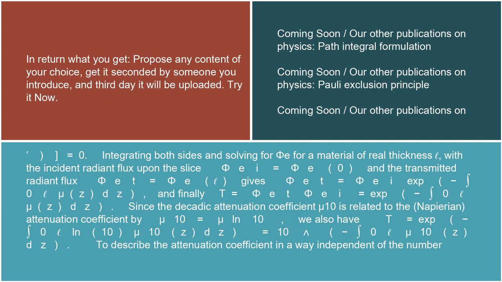Integrating both sides and solving for phi_e, for a material of real thickness l, with the incident radiant flux upon the slice phi_e^i equals phi_e(0), and the transmitted radiant flux phi_e^t equals phi_e(l), gives phi_e^t equals phi_e^i exp of minus the integral from 0 to l of mu(z) dz. And finally, T equals phi_e^t over phi_e^i equals exp of minus the integral from 0 to l of mu(z) dz.